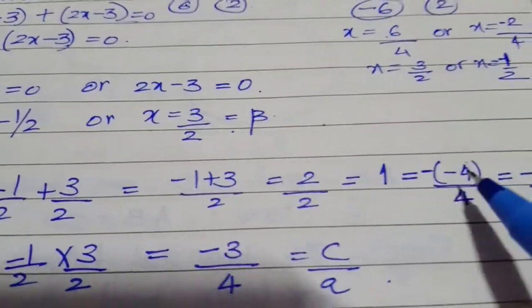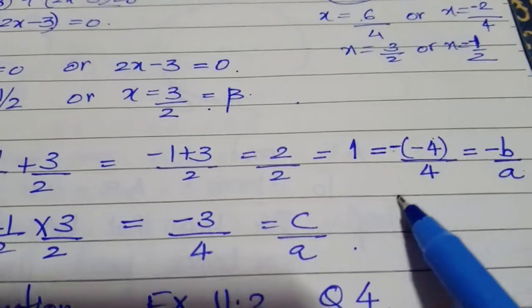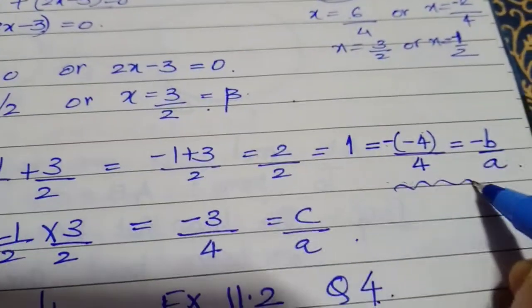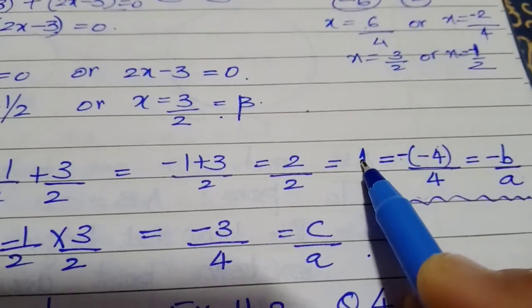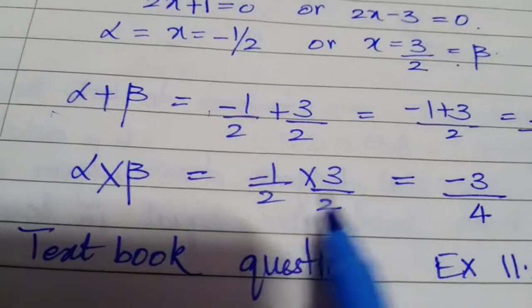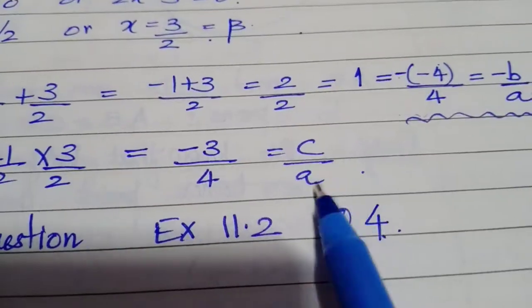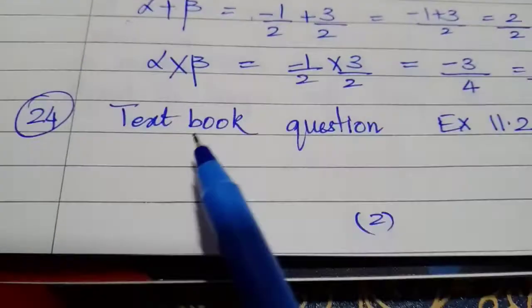That is equal to -b/a. इसके फॉर्म में लिख रही, ये पार्ट लिखना सीखना. This particular part, you see how I can get 1. So it is -b/a. Alpha into beta, -1/2 into 3/2, becomes -3/4, and that is equal to c/a of the equation.